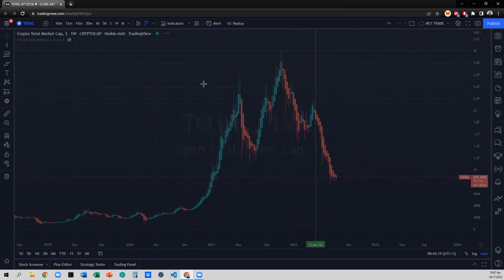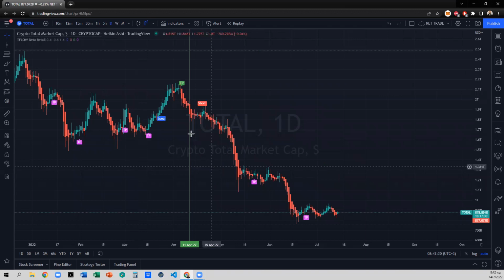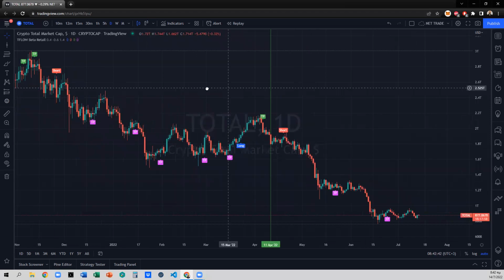If you want to trade on the daily chart, here is our green line, and we turn off the Heikin-Ashi candles, and we go here to the TFLOW beta retail algorithm, and we open the algorithm. So what we see is just after the green line, we have a short signal which tells us that we should short the market on the downside. Here are the normal candles, as you can see.